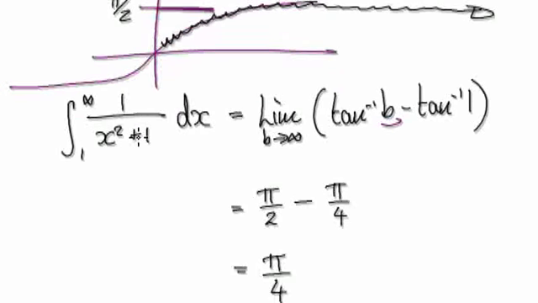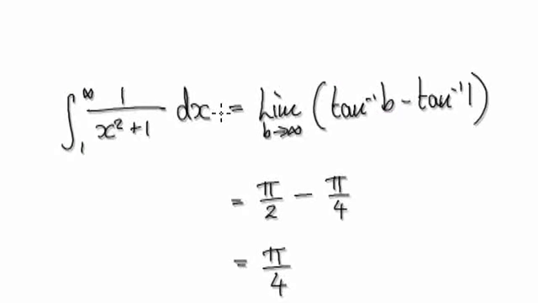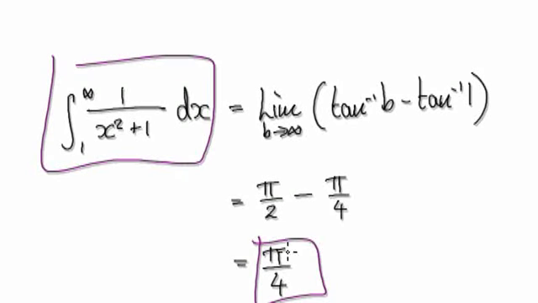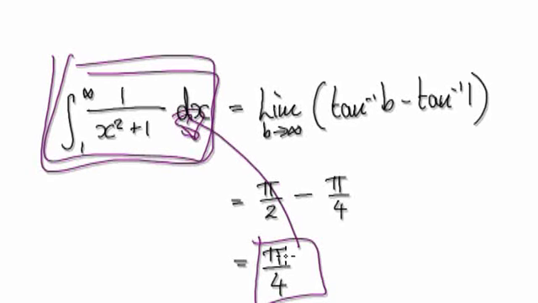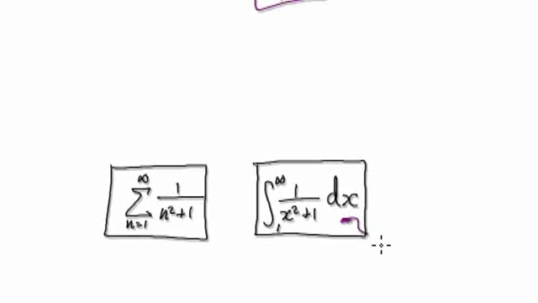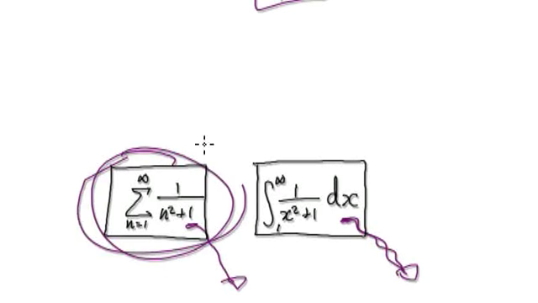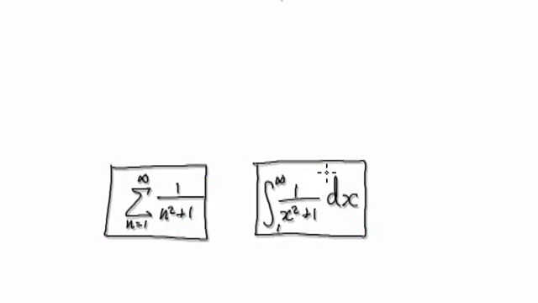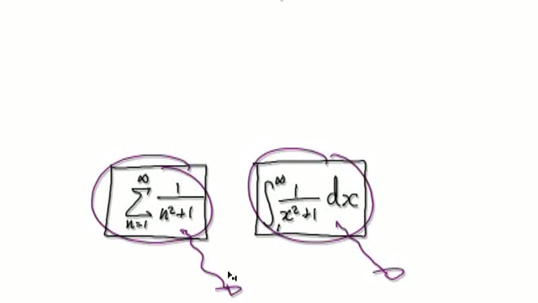So if you integrate this, and we've done this many times, it gives you this. So this thing here converges to pi over 4. That means this thing here is going to converge. Looking at the theorem, if this thing here converges, then this will also converge. So the series will converge, because this integral converges. Therefore, this thing will also converge.